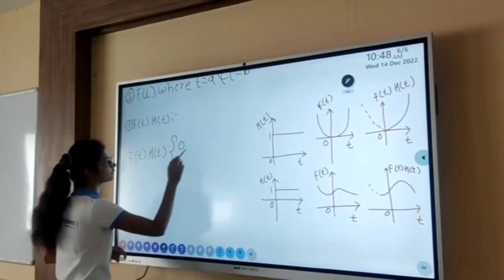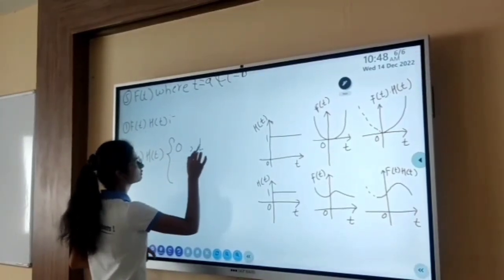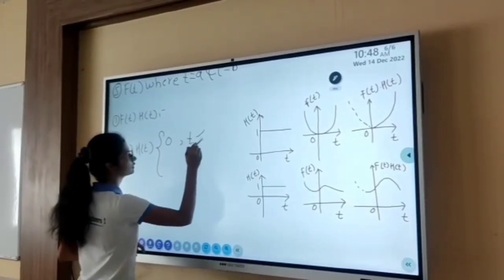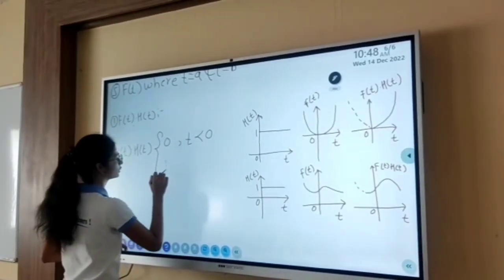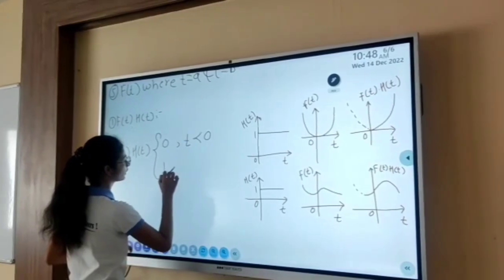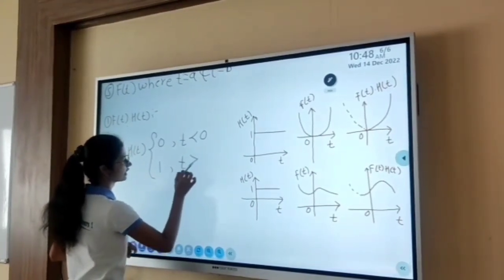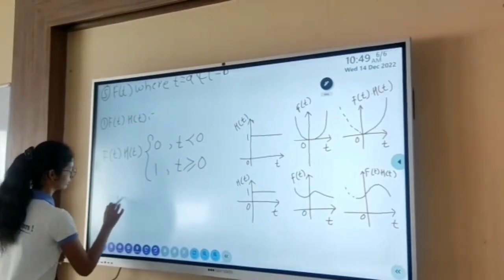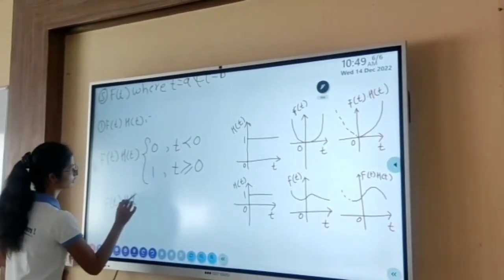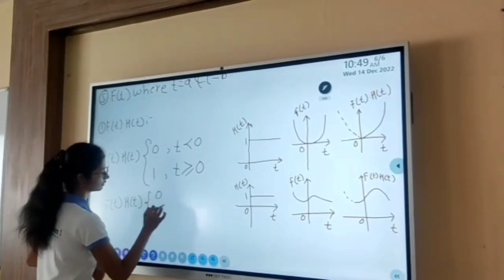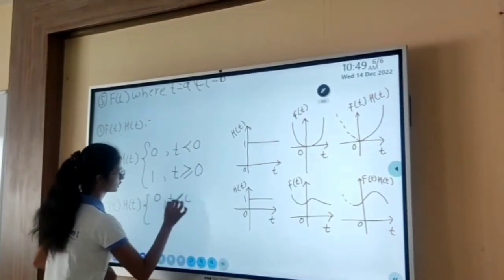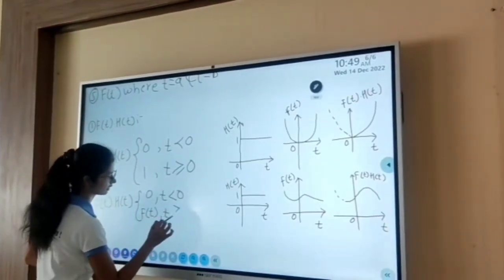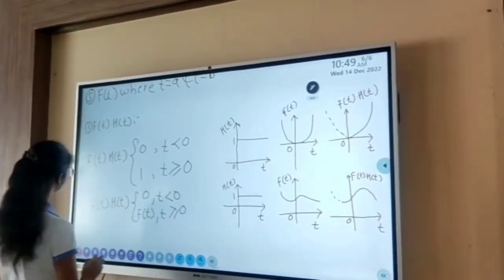Then the equation becomes the product of f of t into h of t. For h of t equal to 0, the equation becomes t is less than 0, and for unity, t is greater than or equal to 0. Then in the product of f of t into h of t, the h of t remains constant, that is f of t, for t greater than or equal to 0.